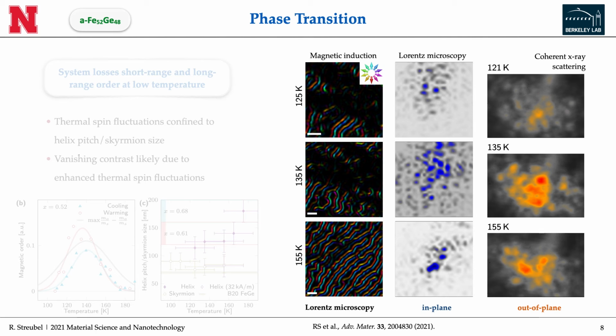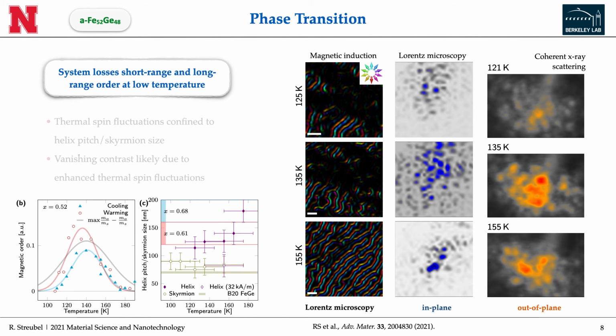However, X-ray scattering probes the out-of-plane component and Lorentz microscopy probes the in-plane component. But we observe that both the pattern and the intensity are behaving very similar, considering that it's a different area, a different sample, etc. So what does this indicate? It indicates that the system loses both short-range and long-range order at low temperatures, at least in the accessible temporal and spatial resolution limit, which is in this particular case about 1.1 seconds and about 5 nanometers or so.